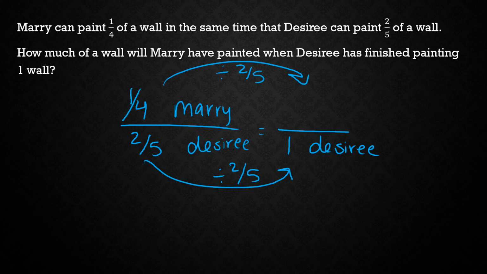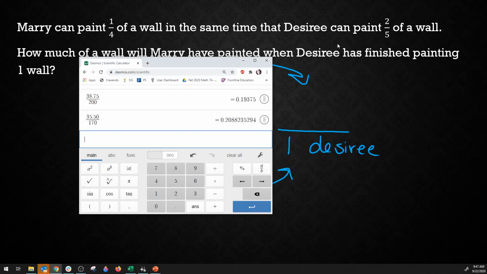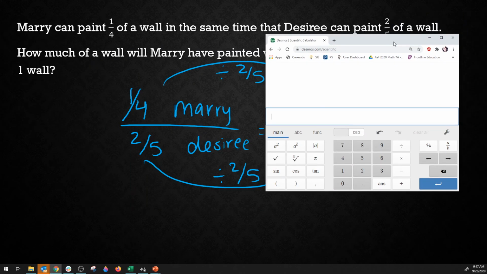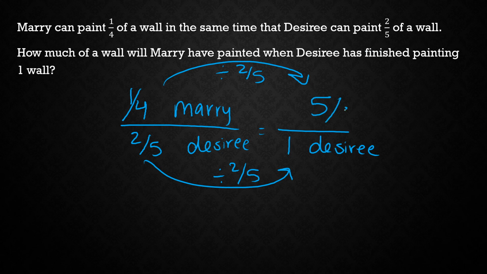Let's see how much of a wall Mary will have finished. So I'm doing 1/4 divided by 2/5. And I'm going to flip this into a fraction, and it tells me I should get 5/8. So Mary will paint 5/8 of a wall by the time Desiree has finished painting one.